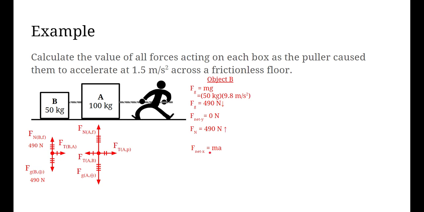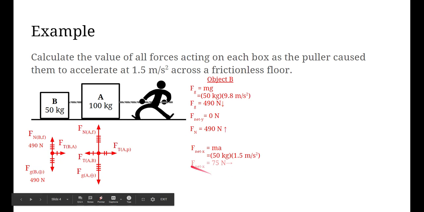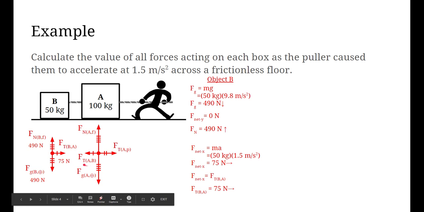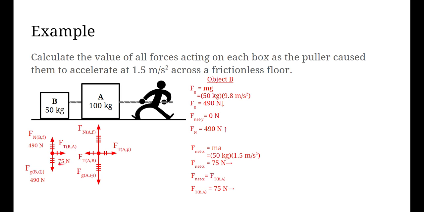Then, since we know the acceleration from the problem, we can calculate the net force acting on box B, and then we can say that because the only unbalanced force in the horizontal direction is the tension force, the tension force must be equal to the net force, so it's 75 newtons. And so we have the magnitude of all three forces on the first force diagram, but here's why the third law is important in solving these numerical problems: because we know that this force is 75 newtons, we can then say with certainty that this tension force is also 75 newtons because they're both tension forces.